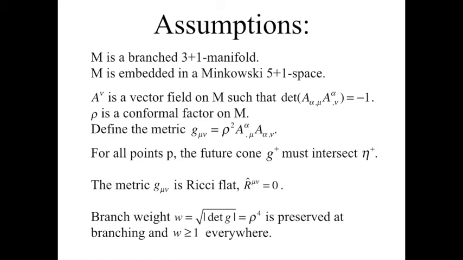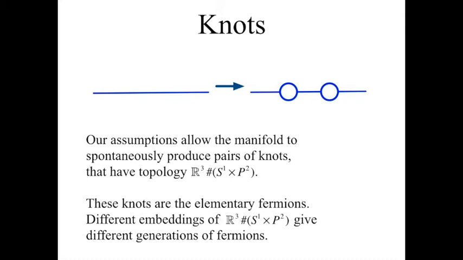Every physical consequence of this theory results from these assumptions. For example, our assumptions allow the manifold to spontaneously produce pairs of knots that have the topology R3 # S1 × P2. And these knots are the elementary fermions of the theory. Different embeddings of these knots give different generations of the elementary fermions.